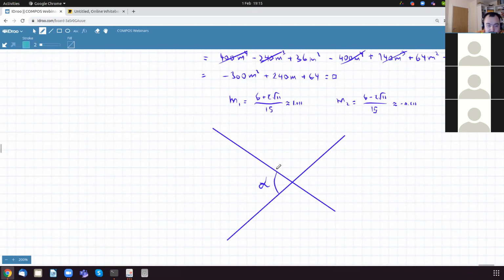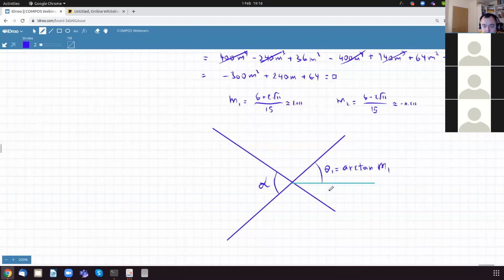To do this, we draw the horizontal line through here. And we know that this angle, θ1, is equal to arctan M1.